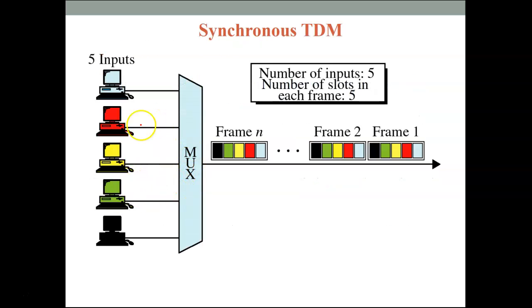Okay, so here I have 5 inputs. So frame 1, frame 2, frame 3, frame 4, and frame n. The number of inputs is 5. The number of slots in each frame is 5, as we said earlier. So how many frames? 1, 2, 3, 4, and 5, the same as the number of inputs.